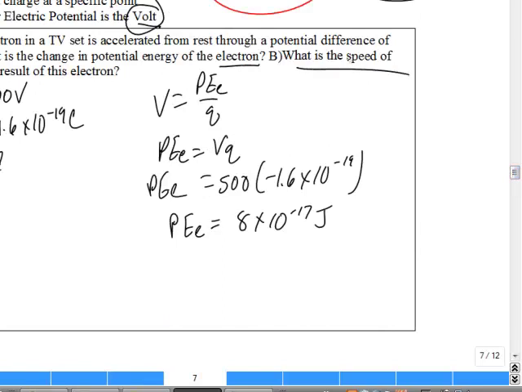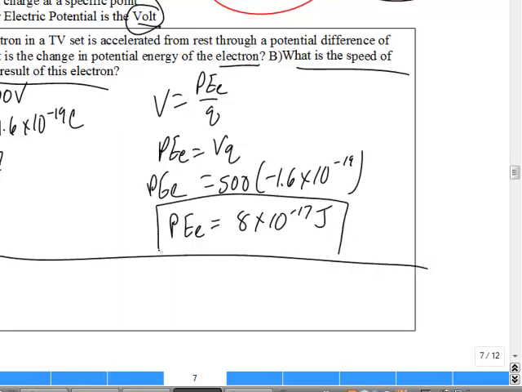Part B, what is the speed of the electron as a result of this? Okay, how are we going to calculate speed? If you just calculate energy and you're looking for speed, what should pop into your mind? I know y'all are going to try to use the kinematic equations. That's not the easiest way to do this one. If we're calculating potential energy, conservation of energy is the way to go.